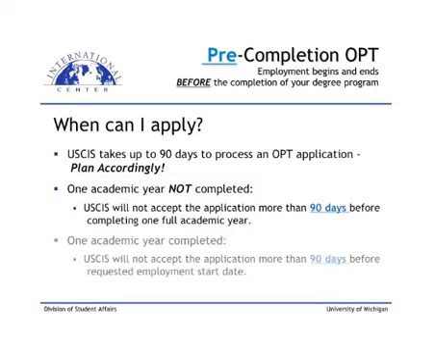And for pre-completion OPT, your employment start date cannot be before the end of your 1st academic year. And if you have completed 1 academic year or more, USCIS will accept your application up to 90 days before your employment start date.